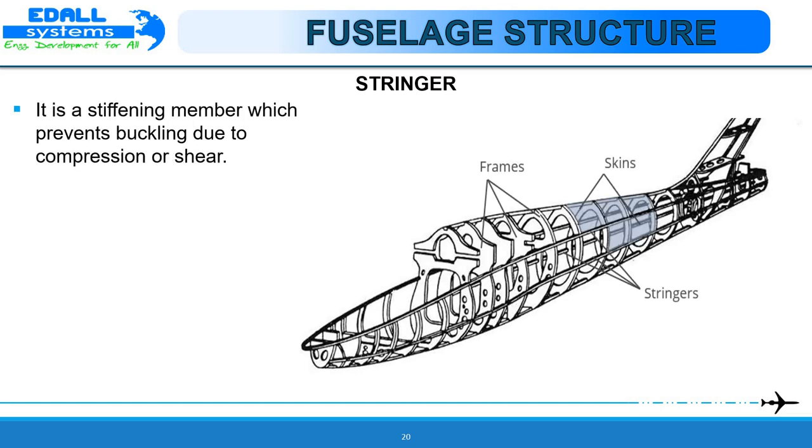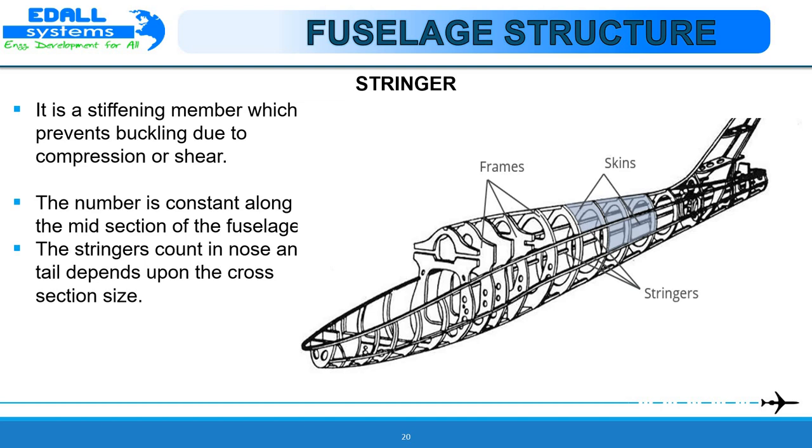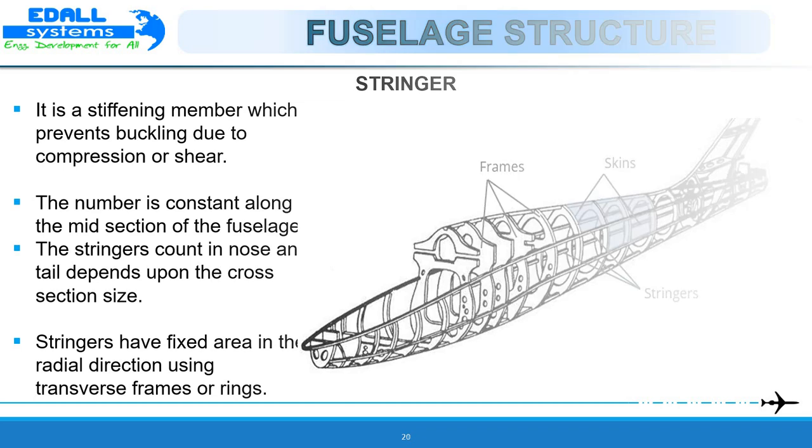Stringers. It is a stiffening member which prevents buckling due to compression or shear. The number is constant along the midsection of the fuselage. The stringer count in the nose and tail depends upon the cross-section size. Stringers have fixed area in the radial direction using transverse frames or rings.